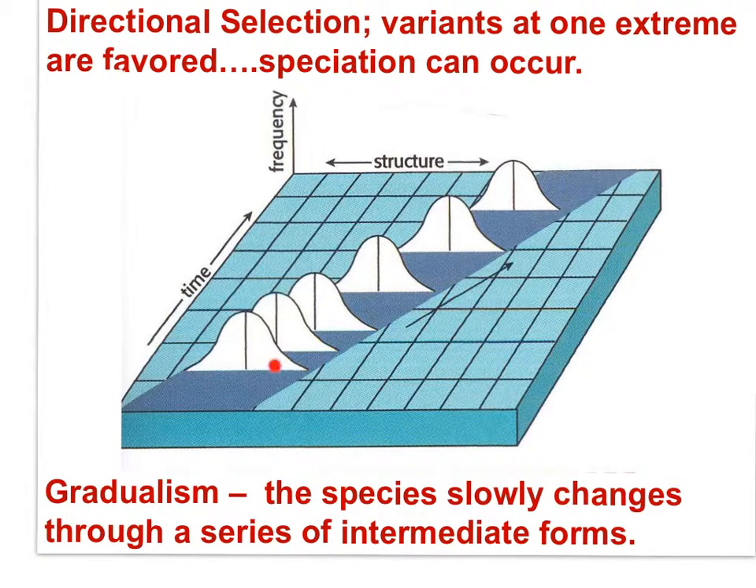The diagram shows the phenotypic character shifting to the right over time as the variants at one end of the phenotypic spectrum are favored by the environment, and this is known as directional selection. The diagram shows a gradual change in the phenotype over time. The pace of the evolution is relatively slow and progressive through many intermediate forms. This is known as gradualism.